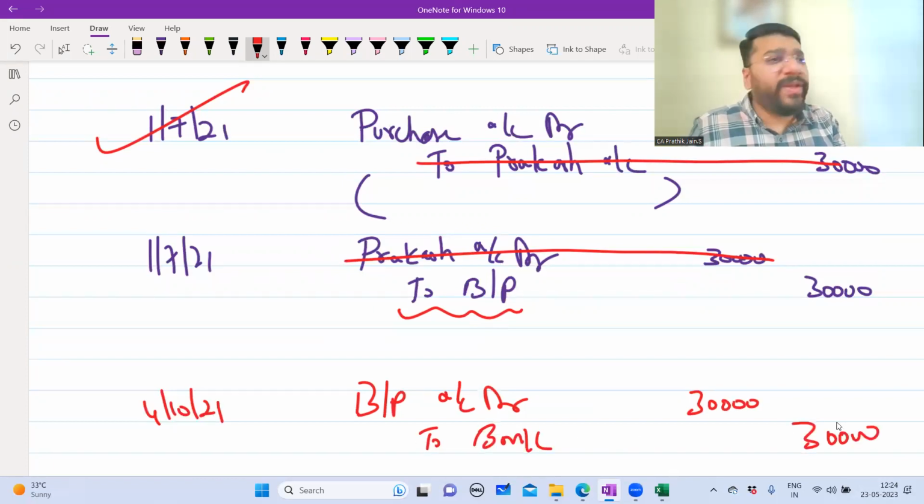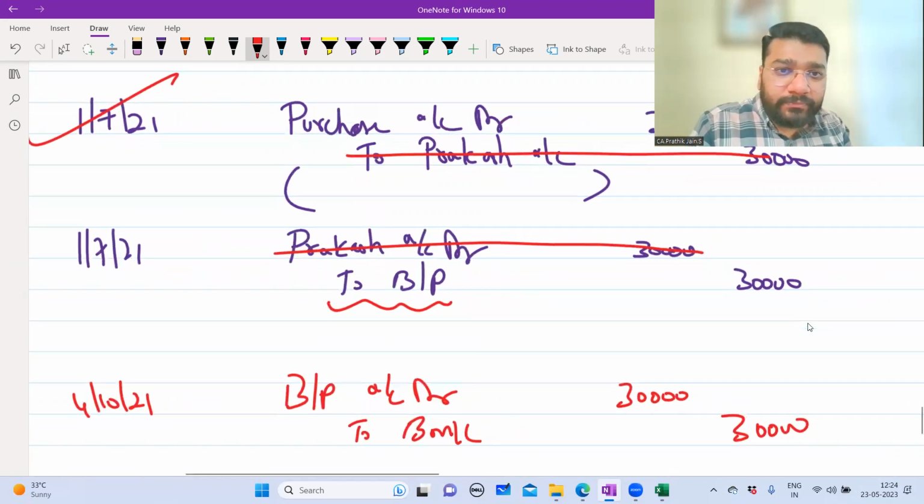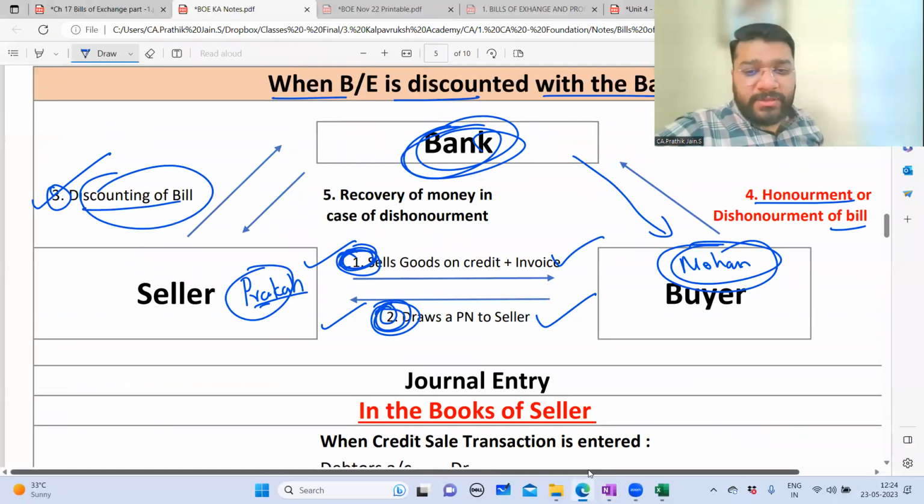That's all. Very simple. Any big logic? Any big concept or difficulty in remembering this? Online people, hello. No, sir. With this, we're done with the second case where the bill is discounted with the banker. Two more cases, and we are done with the concept today.